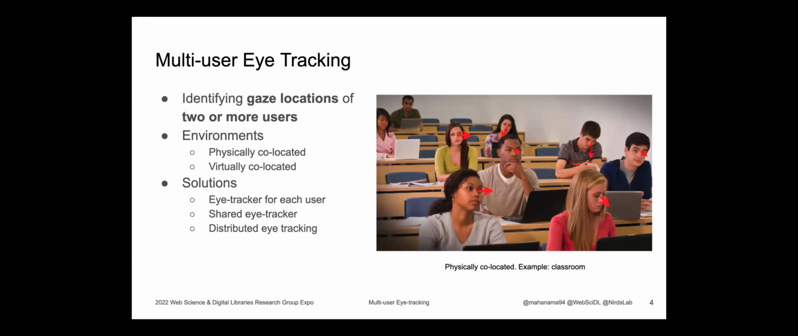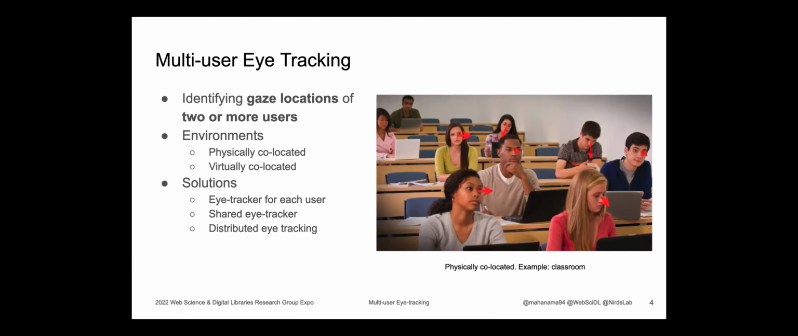Since we have 2 or more users, they can be physically co-located. For example, they can be in the same room, or maybe the same aisle in the market or department store, or they can be virtually co-located, like in this Zoom classroom. So in order to address these problems, we propose 3 types of eye tracking. So we have 3 possible solutions for eye tracking.